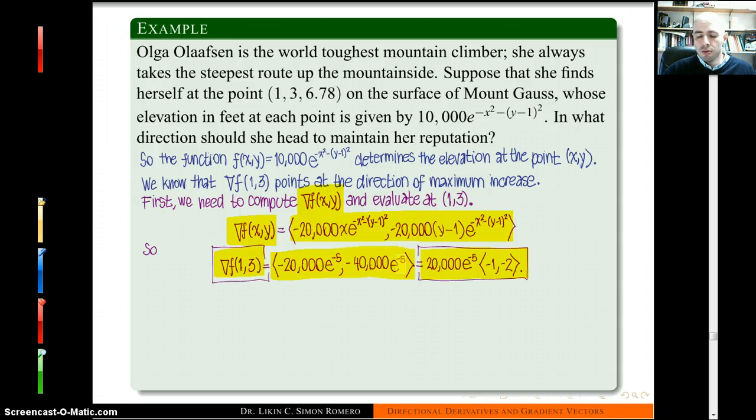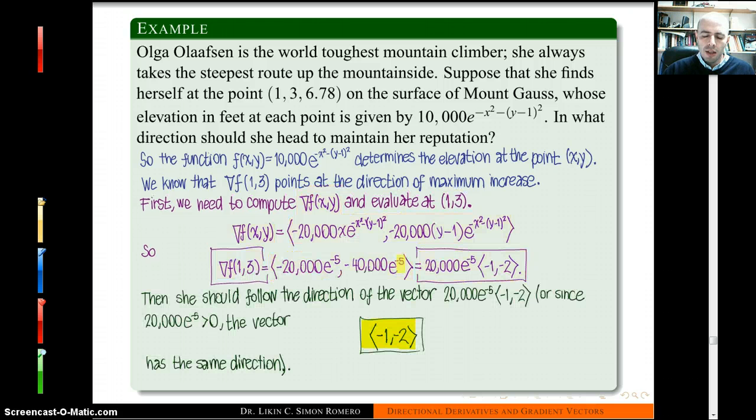Now if you want to help Olga by giving her a friendlier vector, the only thing you can say is, well, look, since this is a positive constant, the vector (-1, 2) has the same direction as the gradient vector at (1, 3). So she should just follow that direction. This last part is not necessary, so if you get to this in a celebration of learning, as long as you get this or this vector, you will be fine.